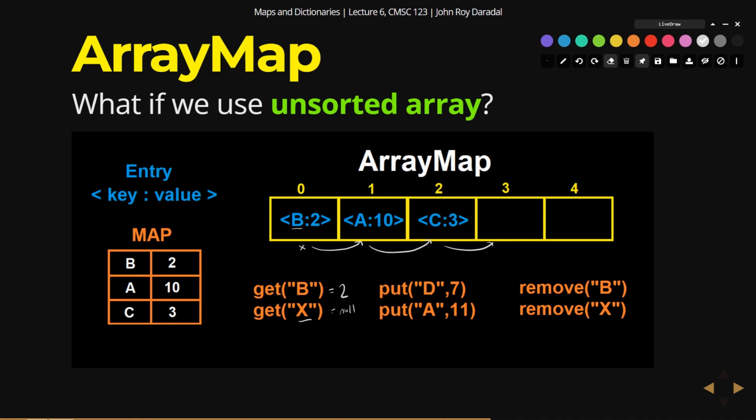And then if we put D7, the same thing. We need to make sure first that this D does not exist already. So is this D? No. Is this D? No. Is this D? No. So now it's safe to add D7 here, right? And then for put A11, we need to make sure. So B is not A. A is here, so we'll actually overwrite this with 11.